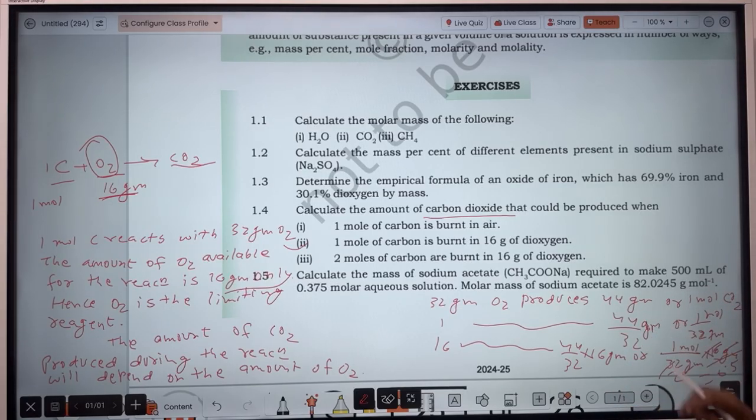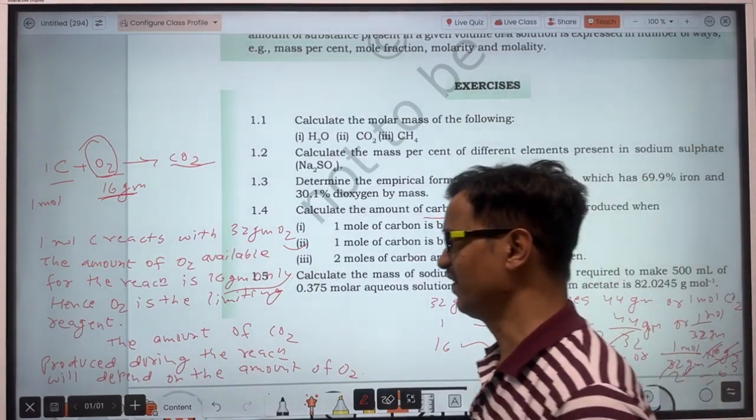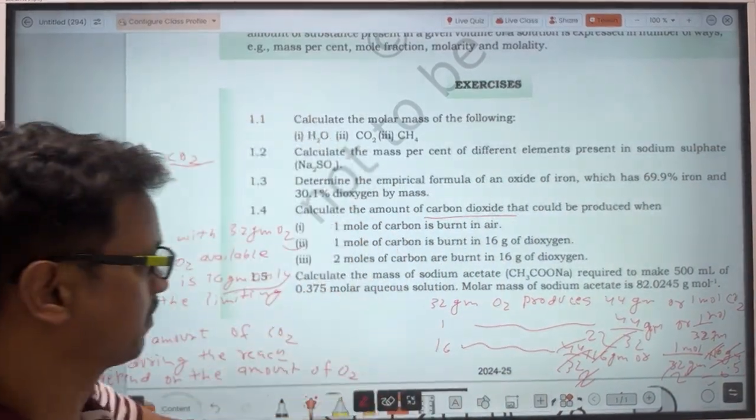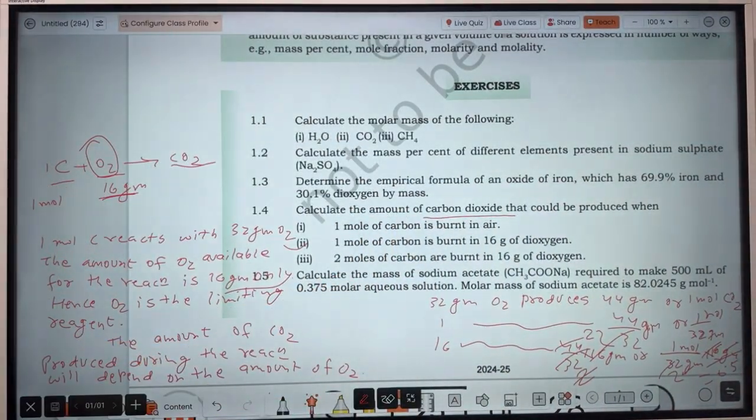What is the weight of this CO2 produced? 44 into 16 upon 32 gives 22. So 22 gram of CO2 or half mole of CO2 will be produced when 1 mole of carbon burns in 16 gram of dioxygen.